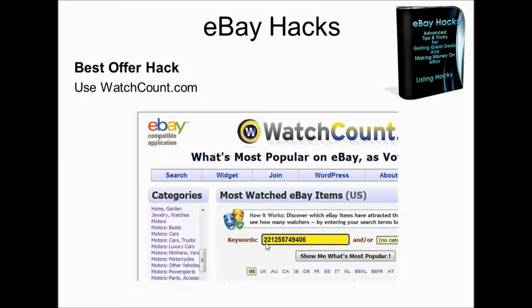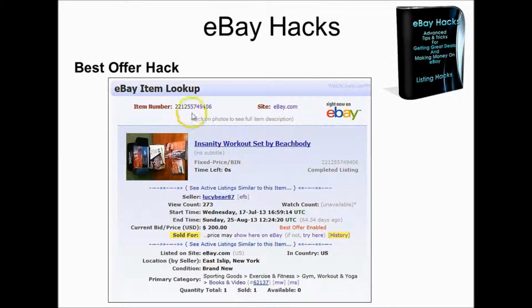What you do is you paste the item number right here in their search bar. Now they're asking you for keywords, but we're putting in the item number of that particular best offer item. Then you click show me what's most popular. Click on that. It's going to show you details about that item number. So here's that item, the seller's name, etc., the price they originally put up, and then it says sold for. Now it says price may show here on eBay, and this is a link, and then it says if not, try here, and that's a link.